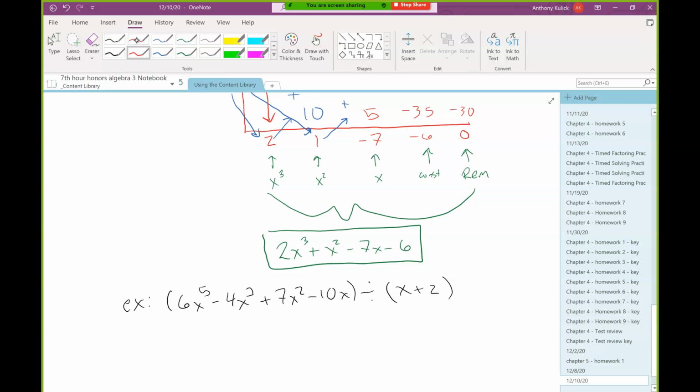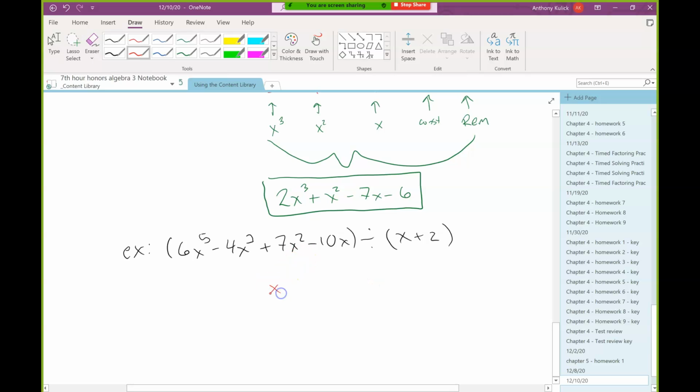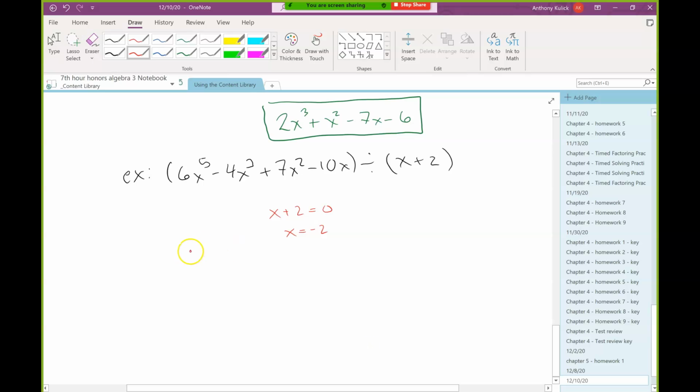So let's say we're going to do 6x to the 5th minus 4x to the 3rd plus 7x squared minus 10x divided by x plus 2. Start the same way. Set the divisor equal to 0 and solve for x. We'll then set up a synthetic problem. We put that solution on the outside. And then inside, we're going to use the coefficients from the dividend.